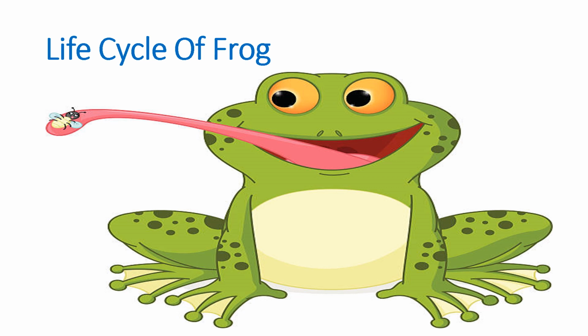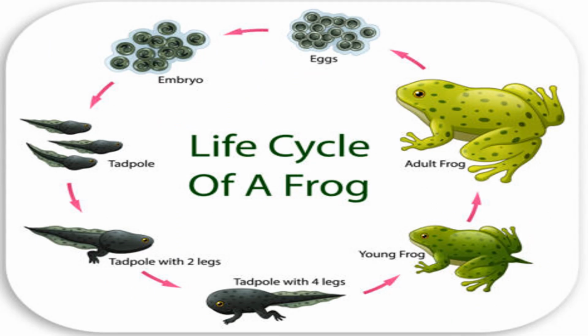Today we will study the life cycle of a frog. A frog is an amphibian. It lives both on land and in water. The life cycle of a frog has different stages. It is given in the anti-clockwise direction.